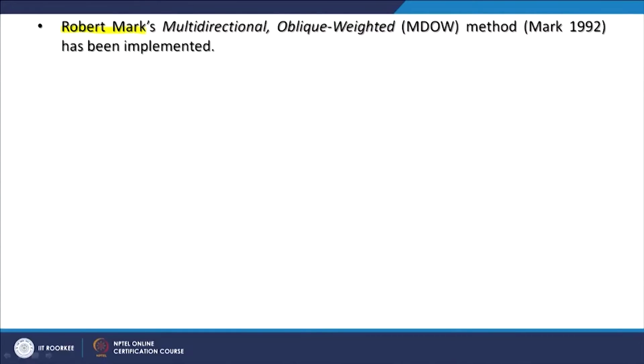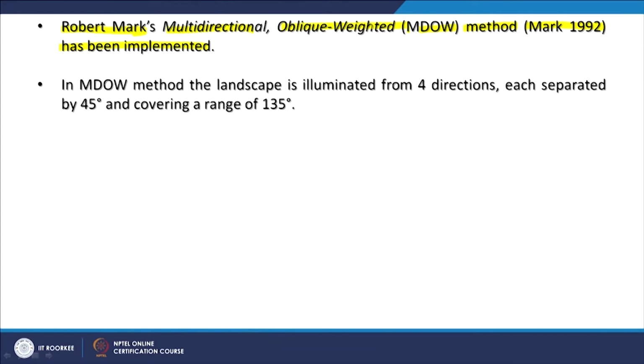Whereas others, like Mark's multidirectional oblique weighted method, MDOW, by Mark 1992, have been implemented. So Brassel's method has not been implemented, but this one has been. The only difference is that both are multidirectional, fine, that similarity is there, but this one is obliquely weighted, whereas there it is based on the surface normal.